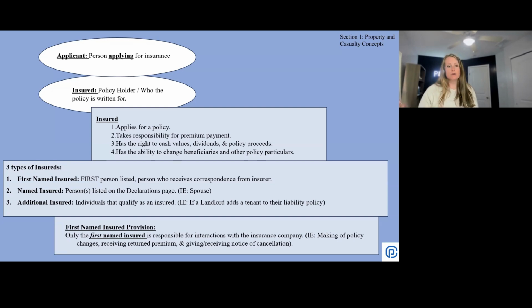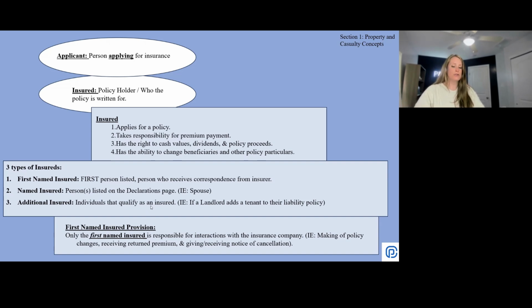The first named insured, of course, is the first person listed on the policy, right? That's who's responsible for receiving correspondence from the insurance company. That's who's responsible for canceling the policy. You might see questions on the exam that say things like, all of the following is true except for what? If it says something like the insurance company has to notify every single person listed on the policy, that's not true, right? Because of the first named insured provision, it states that only the first named insured is responsible for those interactions and vice versa. So that's your first named insured. That's the first person listed on the policy.